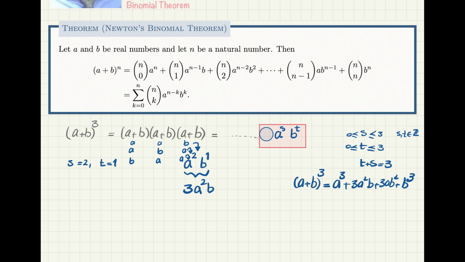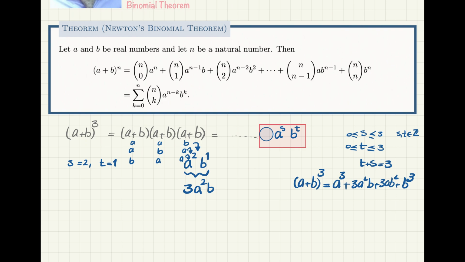The reason is that I have only 3 ways of generating a squared b1. Because for generating a squared b1, I need 2 a's, I need 1 b. Okay? And then I have 3 options available. Either I choose a from here, a from here, b from here, or a from here, b from here, a from here, or b from here, a from here, a from here. Nothing more. So definitely a squared b1 will appear 3 times in this expansion, depending on my choices of the terms of each one of these binomials. Okay, just tell me, is that understandable more or less?